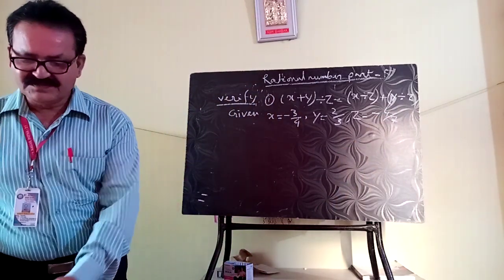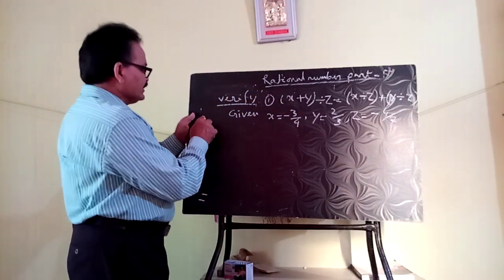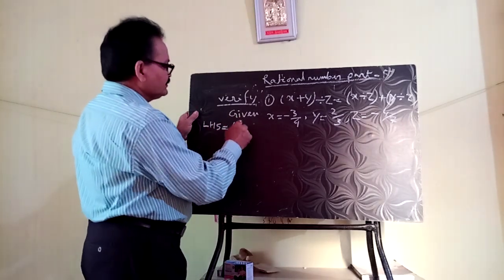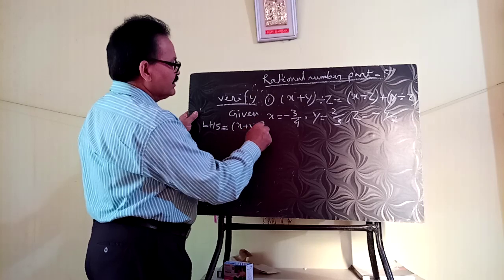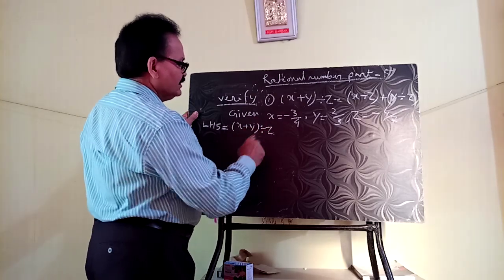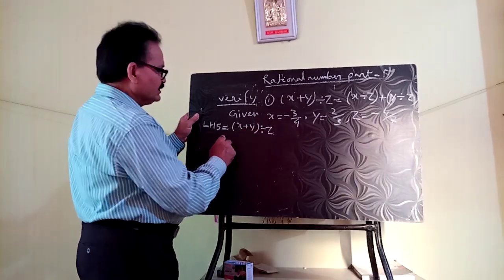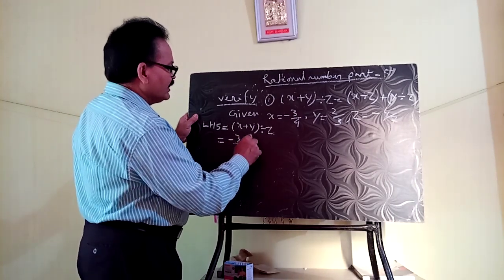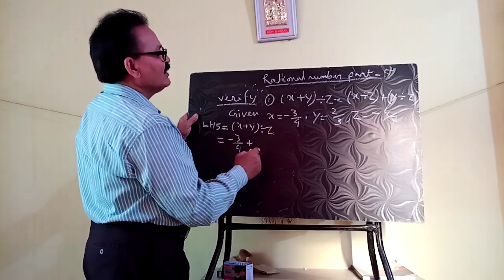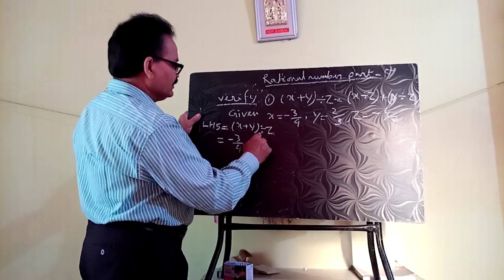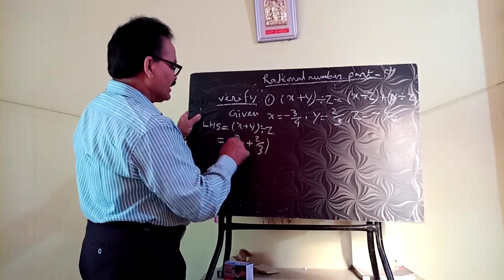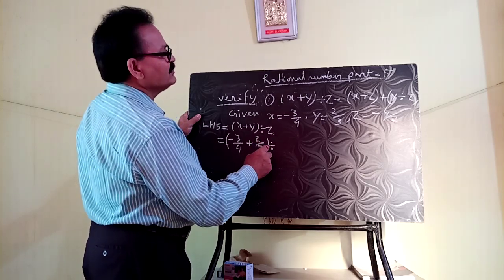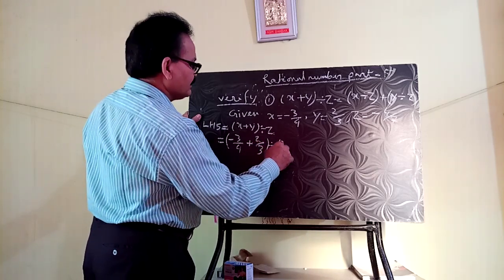So to verify, you have to write LHS first. Here x plus y divided by z. You put the values. Your x is minus 3 by 4 plus y is your 2 by 3, bracket close, divided by z, which is minus 4 by 7.